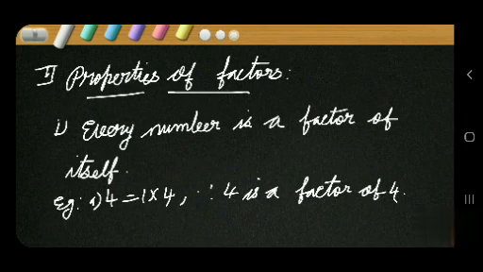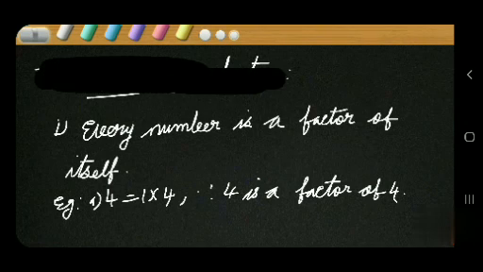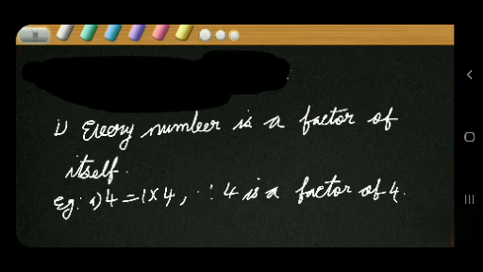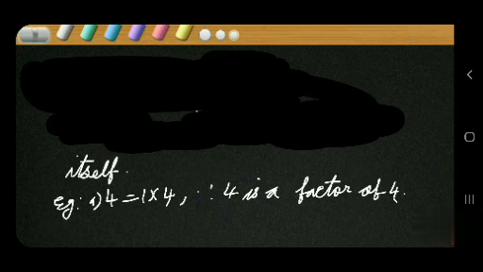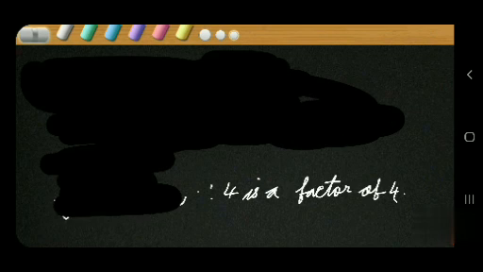Example B, 9 is equal to 1 into 9. So, yes, 9 is a factor of 9. Every number is a factor of itself. B, 9 can be written as 1 into 9. So from this what can be concluded? Yes, 9 is a factor of 9. Therefore, 9 is a factor of 9, isn't it?